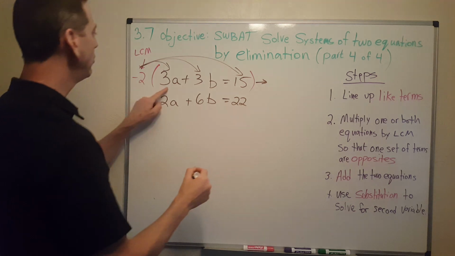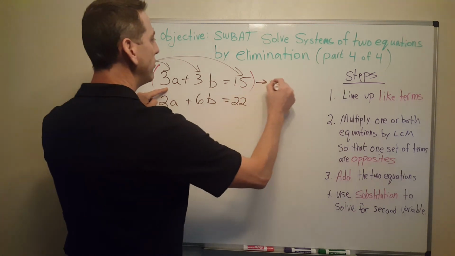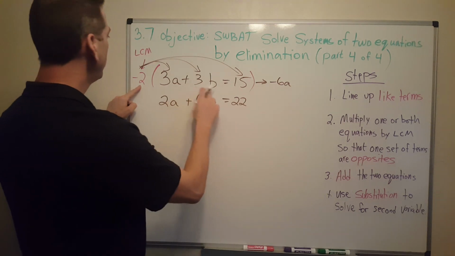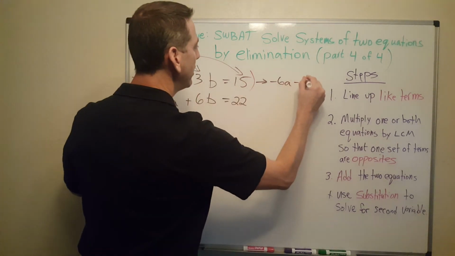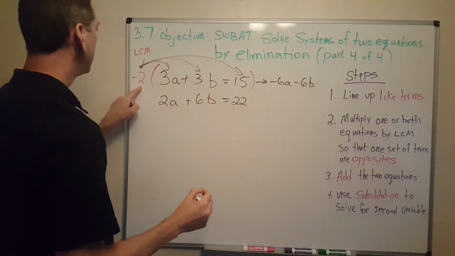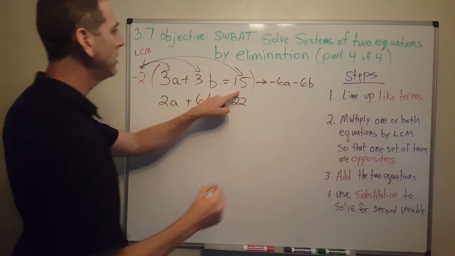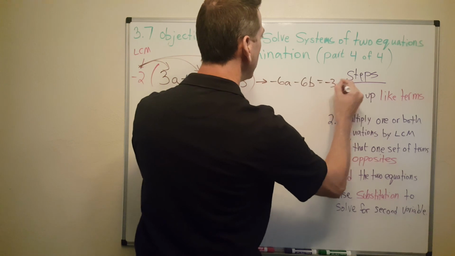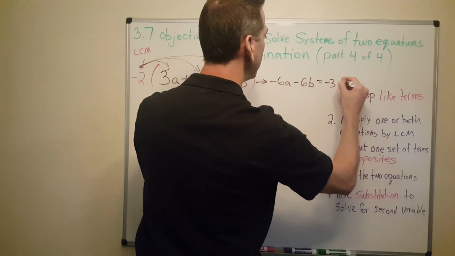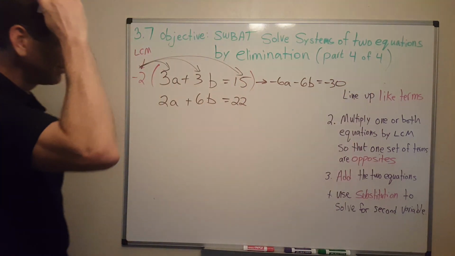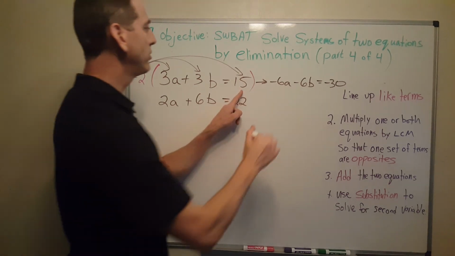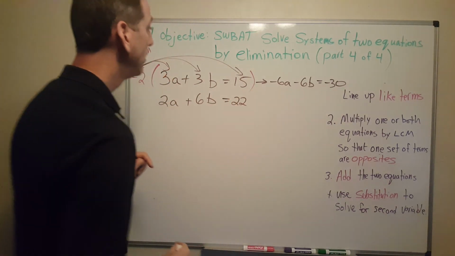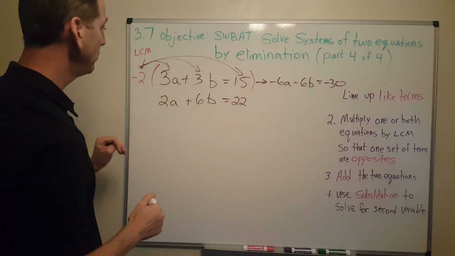All right, so -2 times 3a is -6a. -2 times 3b is -6b. And -2 times 15 is -30. Kind of running out of space here, aren't we? Don't forget to multiply this last one. A lot of times people just carry that over as a 15. Okay, I got to multiply everything by -2.